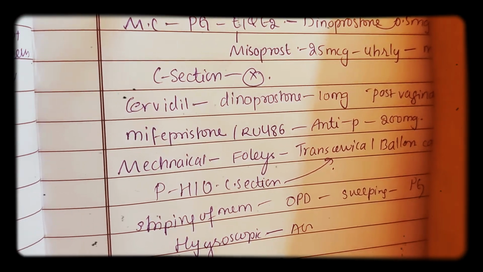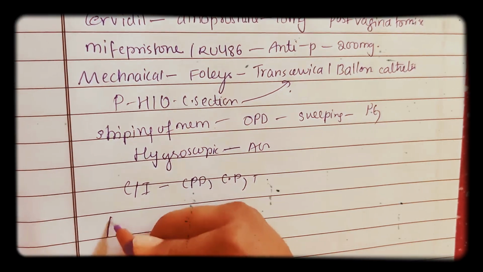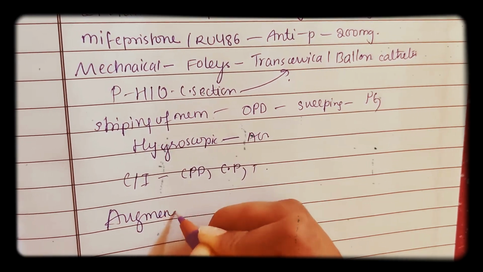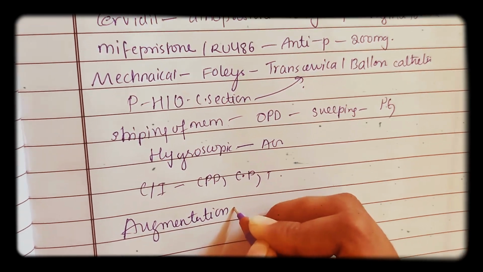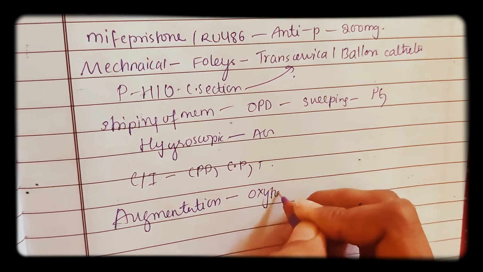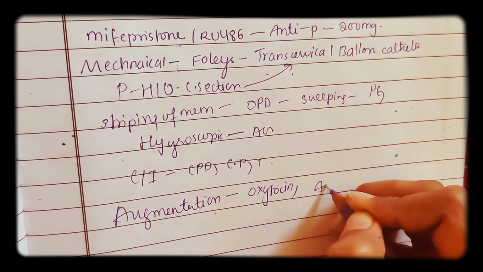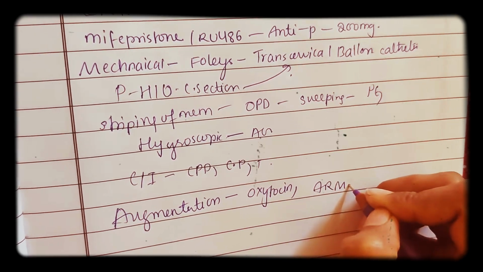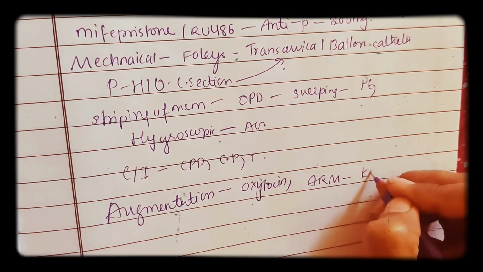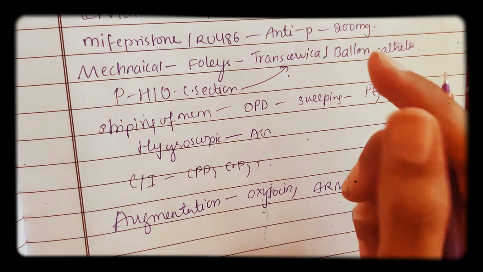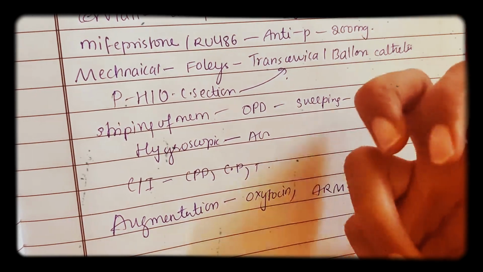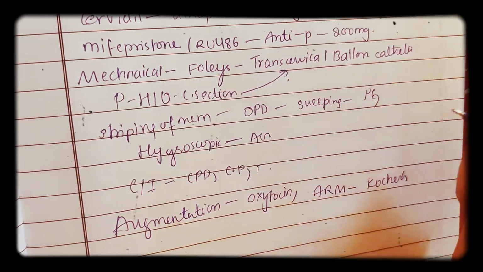Now coming to drugs which are used for augmentation. We have discussed induction, now augmentation. Augmentation is acceleration of labor. To accelerate, of course, you will give oxytocin, and along with that you will do artificial rupture of membranes. In short, it is called ARM, and it is mainly done with Kocher's forceps. It has one tooth on one side and two teeth on the other side with serrations.